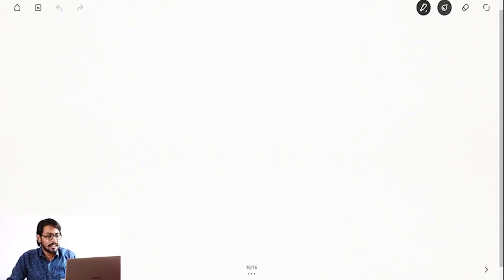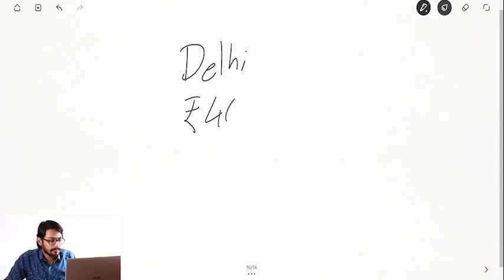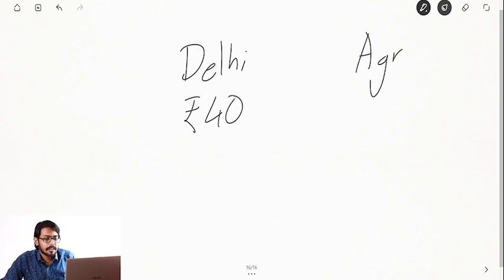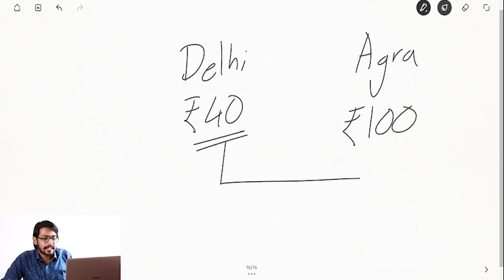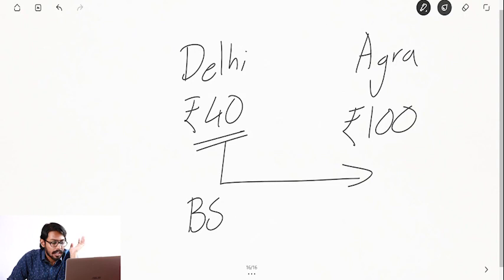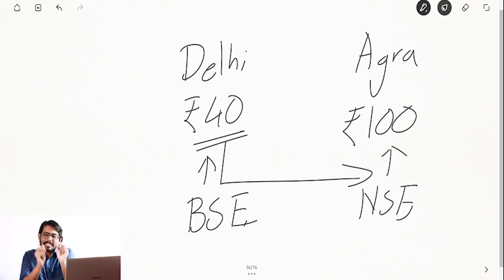Anyway, let's say in market A, in Delhi, mango is selling for rupees 40. Right outside Delhi, in Agra, mango is selling for rupees 100. You can buy mangoes from Delhi for 40 and sell them in Agra for 100. That is an arbitrage. In the Bombay Stock Exchange, a share costs 40. In the National Stock Exchange, a share costs 100. Such differences don't arise, but sometimes a very minute difference is possible, some 5 paisa difference. You can buy at the cheaper place, sell at the more expensive place, and make a profit. So there's a mistake in the prices.